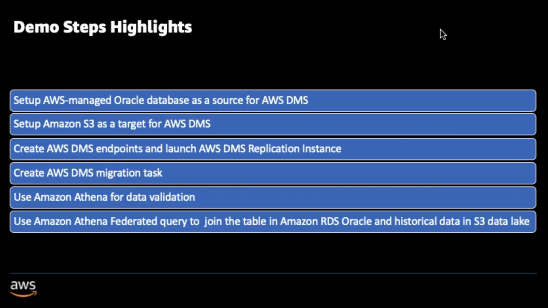Before the demo, let me give you the demo step highlights. First, we will set up an AWS managed Oracle database as a source for AWS DMS. Set up Amazon S3 as a target for AWS DMS. Create AWS DMS endpoints and launch an AWS DMS replication instance. Then create an AWS DMS migration task. Use Amazon Athena for data validation. We will also use Amazon Athena Federated Query to join the table in Amazon RDS Oracle and historical data in the S3 data lake. Let's start the demo.